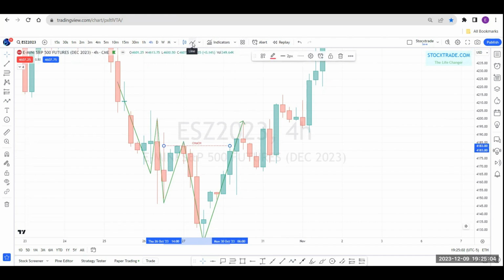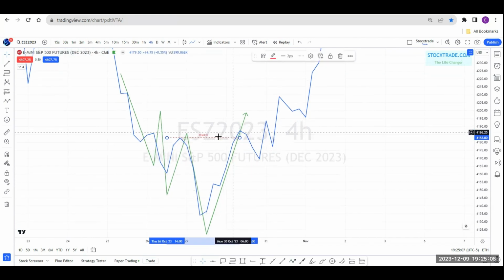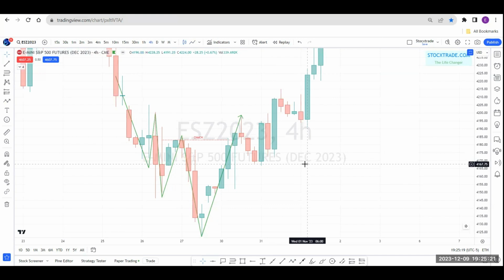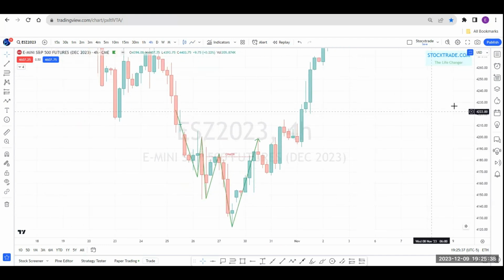Let me shift to the line chart. Now you can understand easily. This is your last lower high that has been broken here. Yes or no? So why should it not be a change of character? Now the market wants to shift the trend from bearish to bullish. But we will not enter only by looking at this change of character. We want to see three or four more confirmations before getting into the trade.